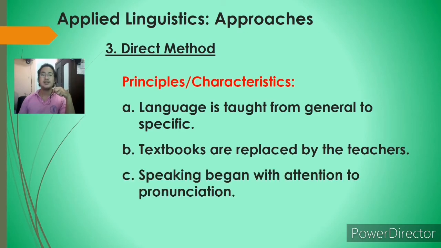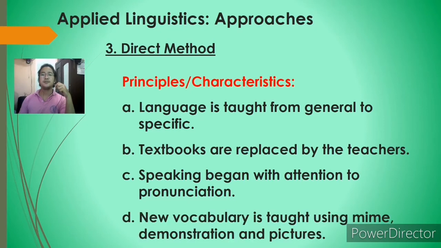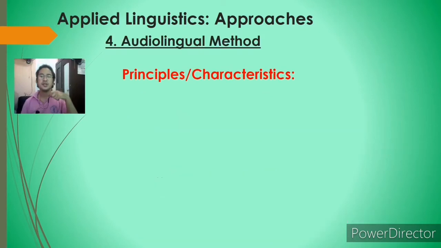In the direct method, pronunciation is given attention when speaking. Whenever a student mispronounces a word, the teacher then corrects his students directly. In teaching new vocabulary, known words or synonyms and antonyms can be used to explain the new vocabulary. In this way, the students will easily grasp the meaning of the new vocabulary. In the direct method, new vocabulary can also be taught using mime or demonstration and using pictures.